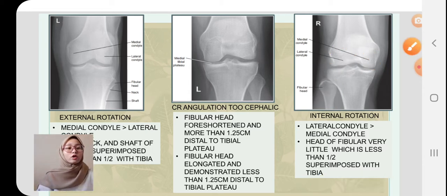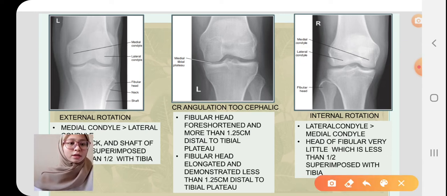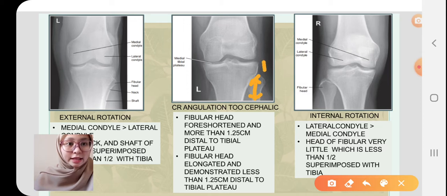For the angulation of the beam, here the image is for cephalic angulation. For cephalic angulation, the fibula head is foreshortened and seen more than 1.25 cm distal to the tibial plateau. Here the fibula head is seen foreshortened, and the distance from the tibial plateau to the proximal fibula head is more than 1.25 cm.